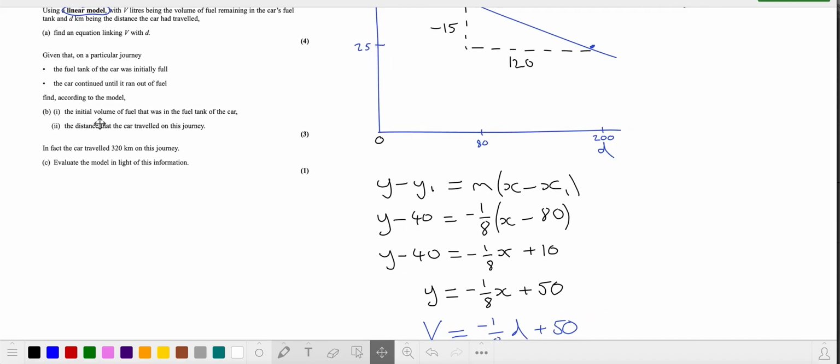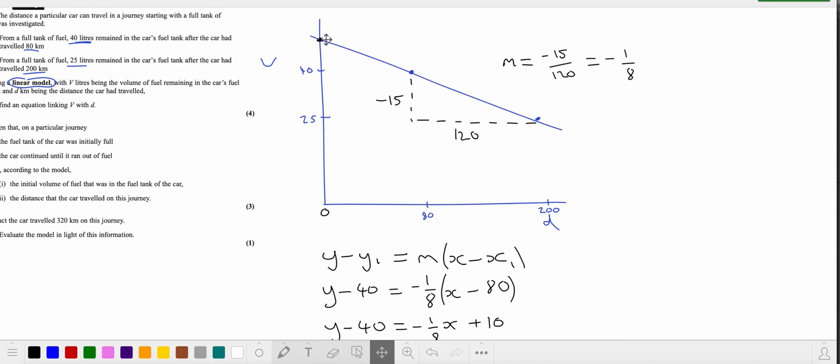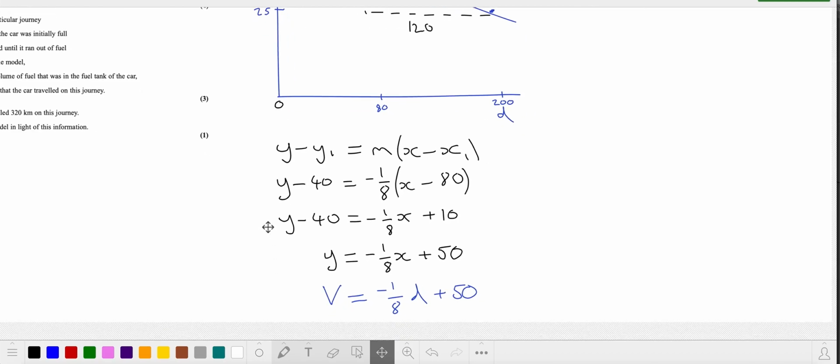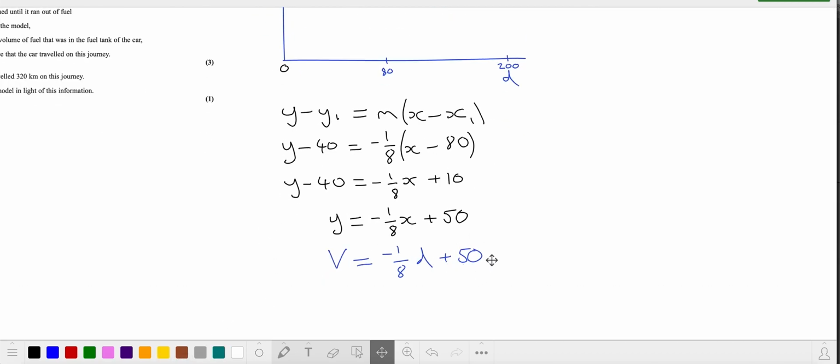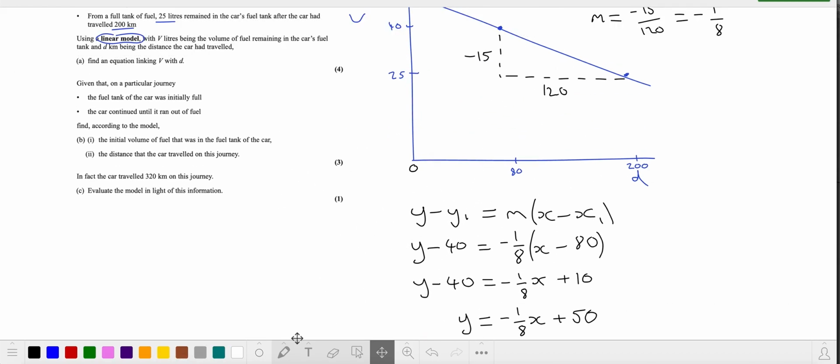Part B, find the initial volume of fuel that was in the tank. So we know that that's the y-intercept of the graph. If we haven't set off yet, then that's the initial volume of fuel in the tank. From our equation, we can see our y-intercept is 50. So we've got 50 litres.